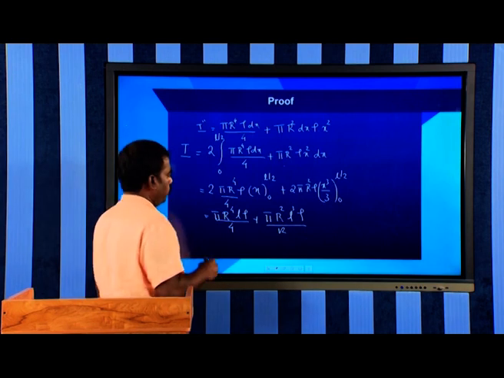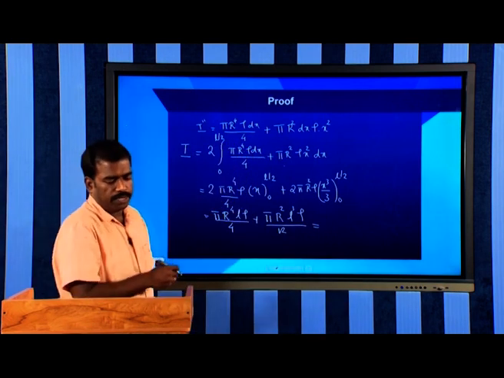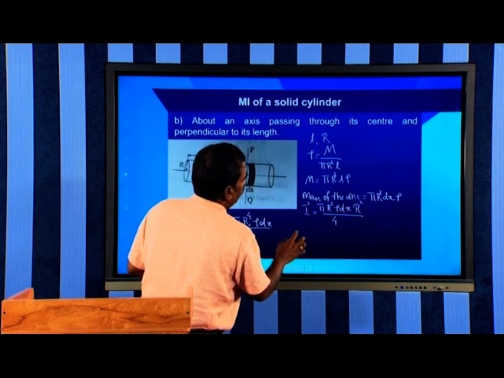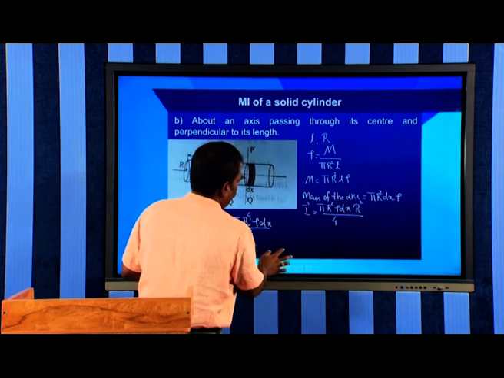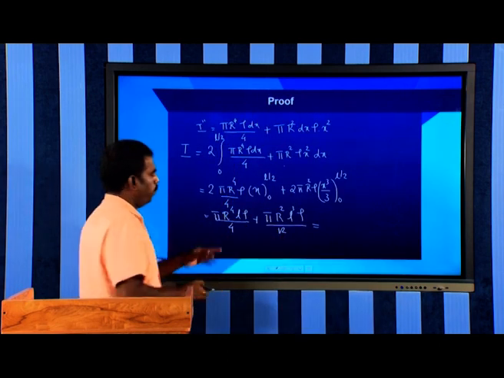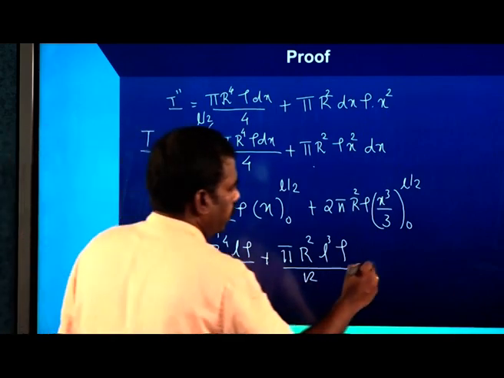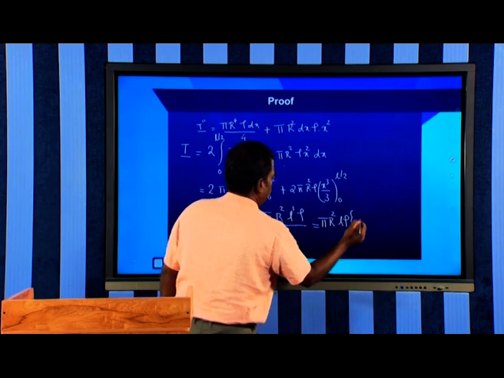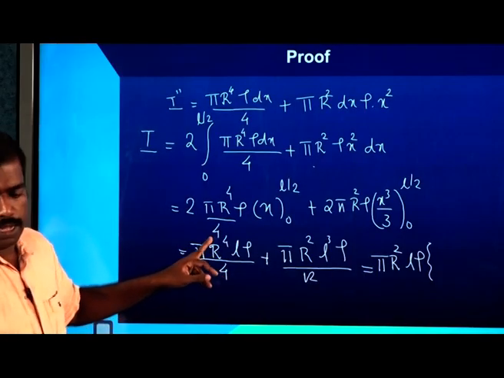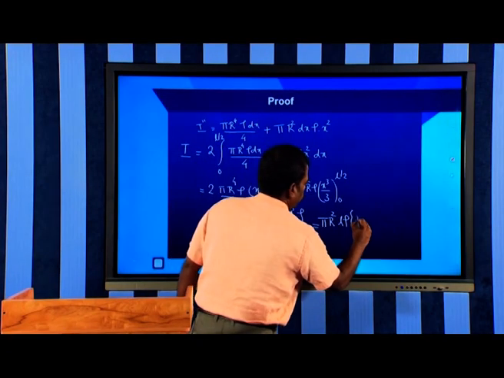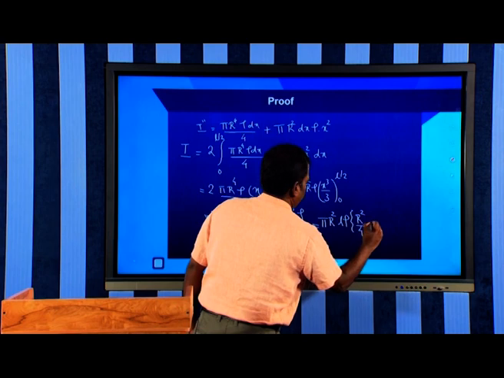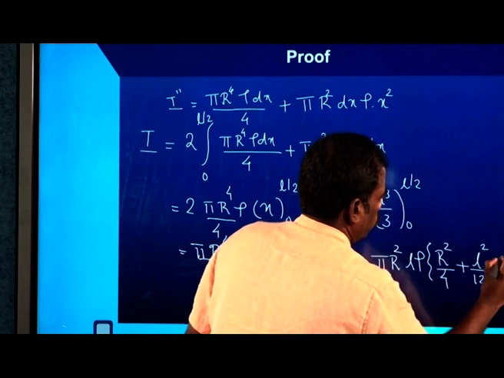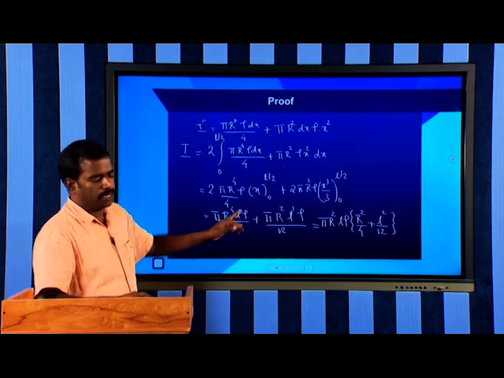You will get it is equal to, and we need to take the term m, which is given by pi r square L rho. So we have to take that pi r square L rho outside. So it is pi r square L rho, and the remaining terms are r square by 4 plus L square by 12.